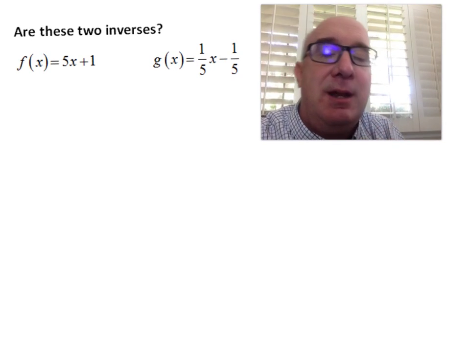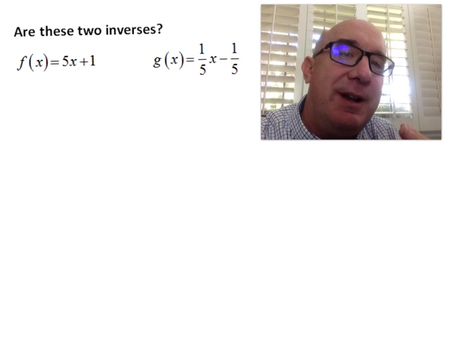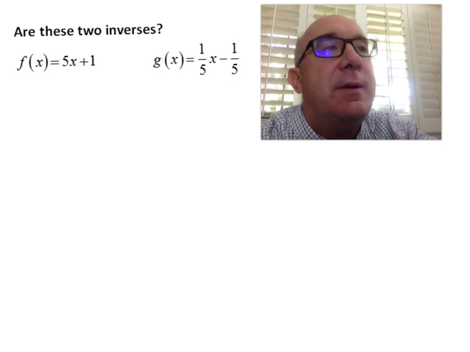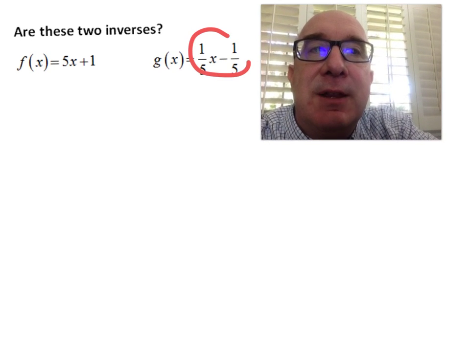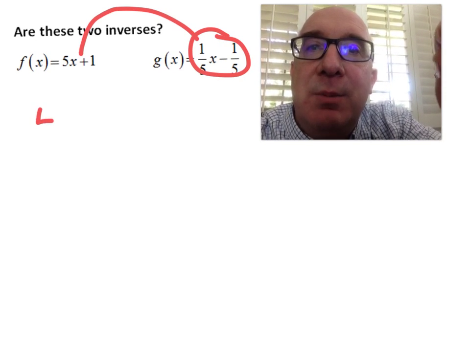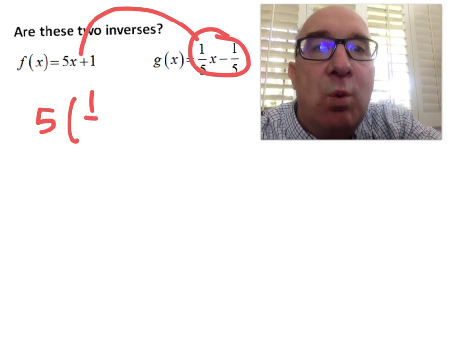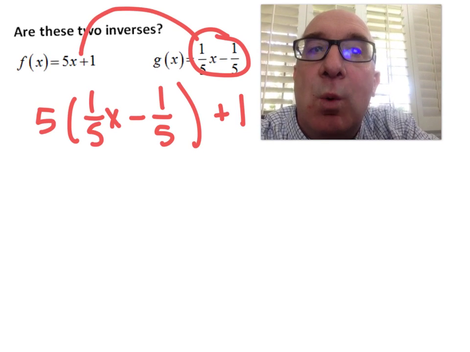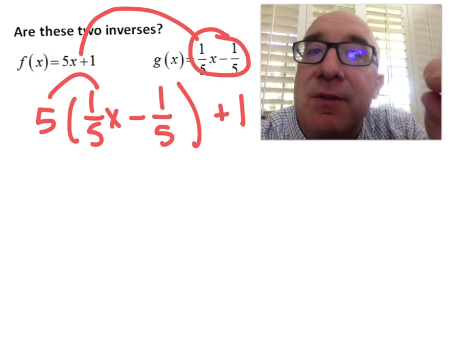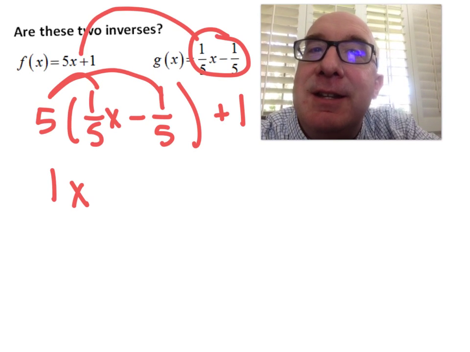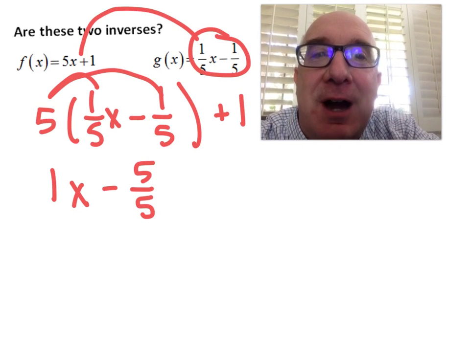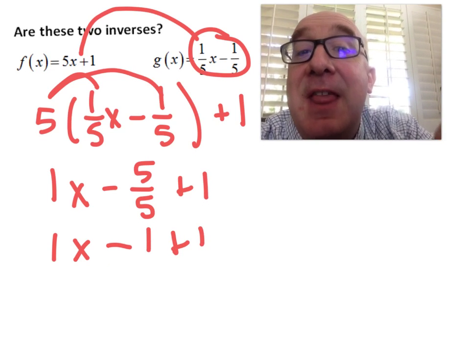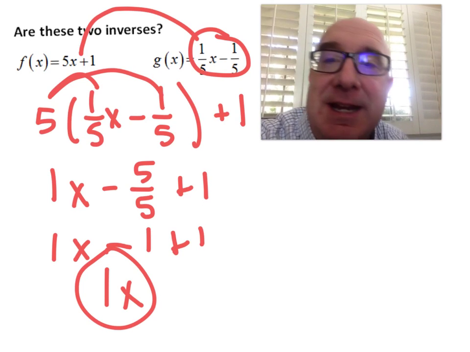Now, you might ask me, does it matter which order you plug it in? And it doesn't. If they're inverses, they undo each other either way. So I'm going to take this guy and plug it in. So that would be 5 times 1/5 of x minus 1/5 plus 1. This, of course, gives me 1. And this gives me negative 5 over 5 plus 1. And you would recognize that to be minus 1. And there we are. We are indeed an inverse.